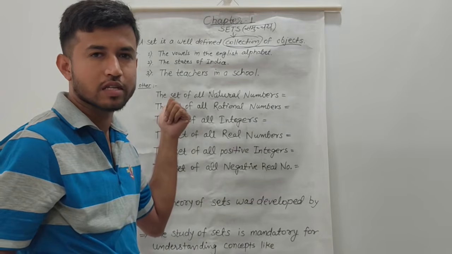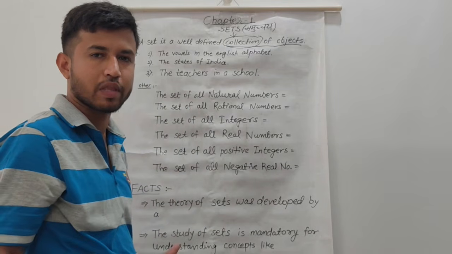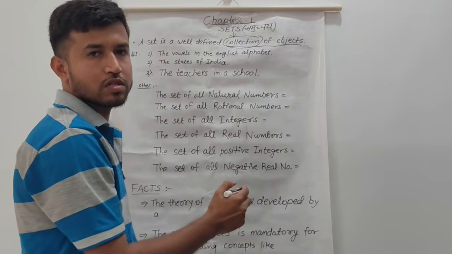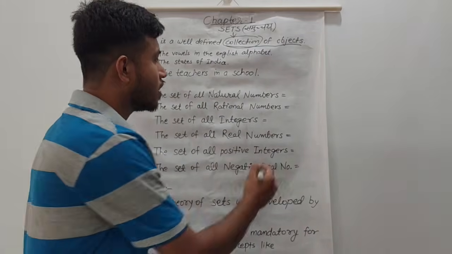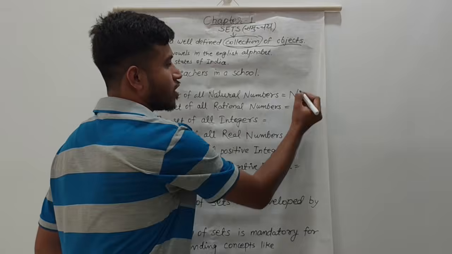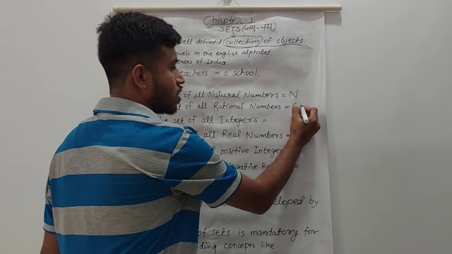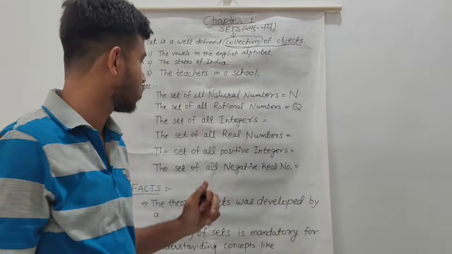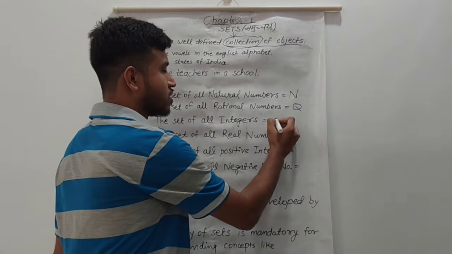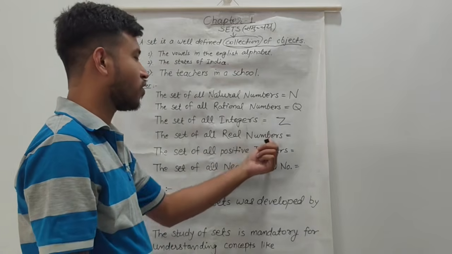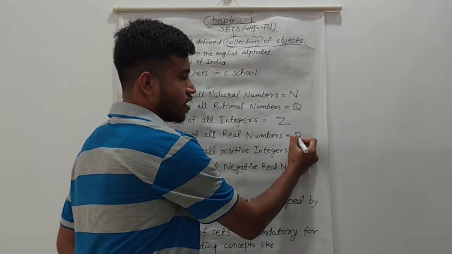Now we will discuss other examples in mathematics. The set of all natural numbers, we represent by N. The set of all rational numbers, we represent by Q. The set of all integers, we represent by Z. The set of all real numbers, R.